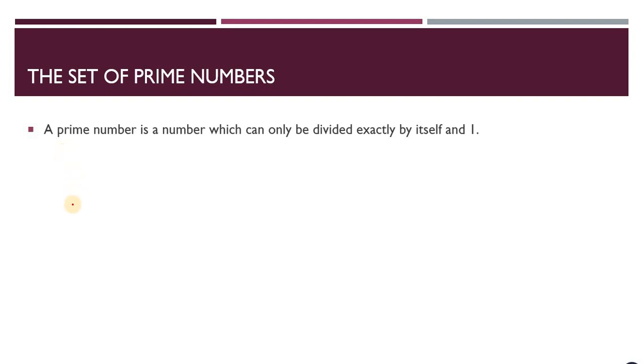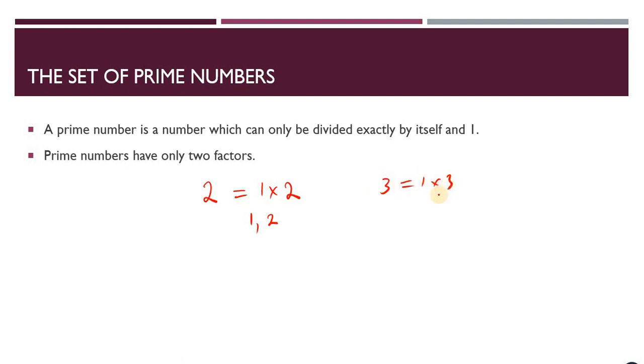Prime numbers. A prime number is a natural number which can only be divided exactly by itself and 1. Prime numbers have only 2 factors. Now here's a question. What is the first natural number that's a prime number? That's correct. That will be 2. Since 2 is equal to 1 times 2, notice that 2 has only 2 factors, so therefore it is a prime number. The next prime number will be 3. And 3 is equal to 1 times 3. So therefore 1 and 3 are the only 2 factors of 3, making it a prime number.